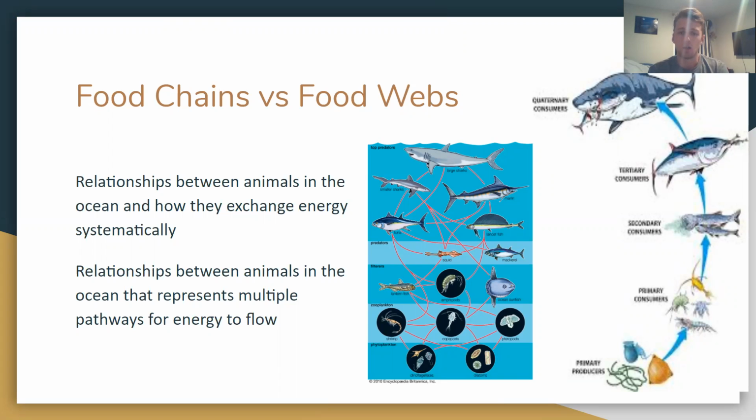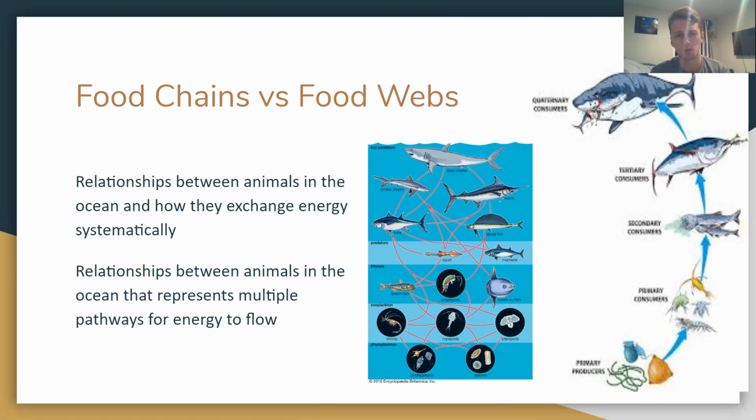Okay, so in the picture on the right, we see one energy pathway flow from the bottom to the top. Picture next to it, not so much, right? We can go from multiple ones. We can go from the phytoplankton to the fish. We can go from the phytoplankton to the tuna. There's multiple pathways there of energy flow, okay?